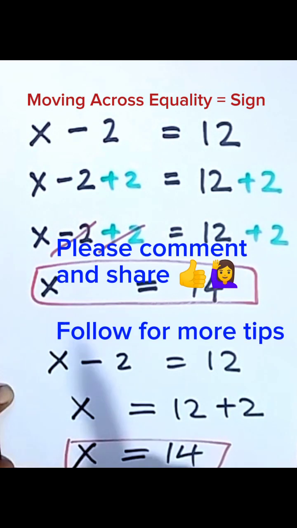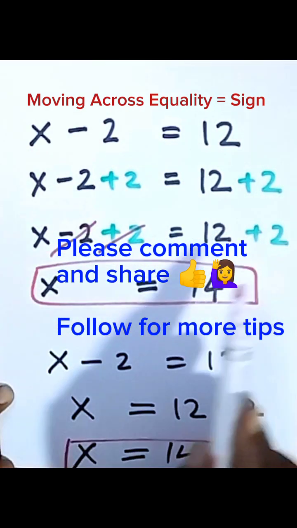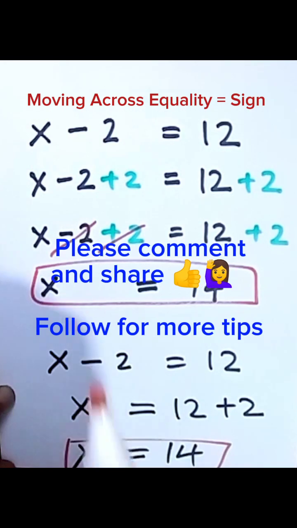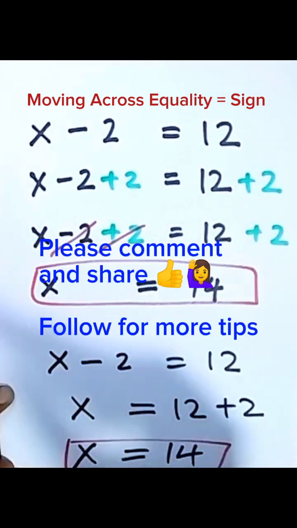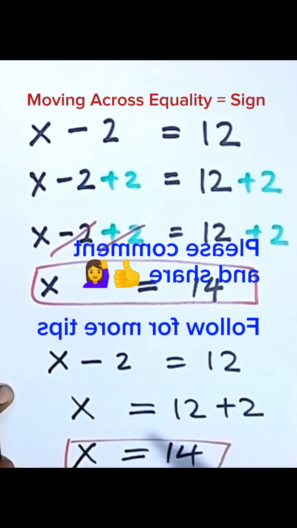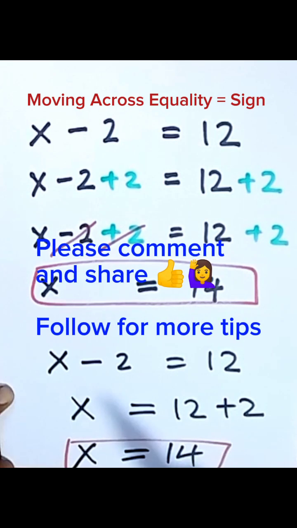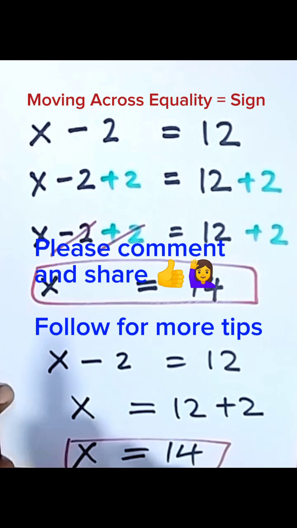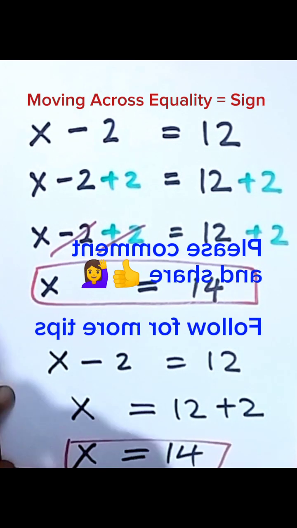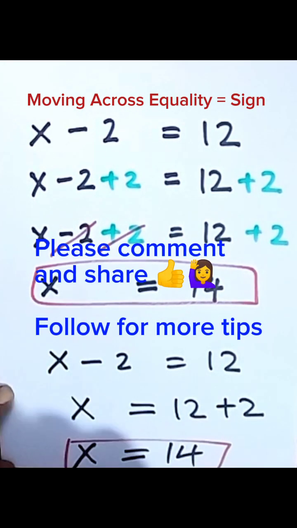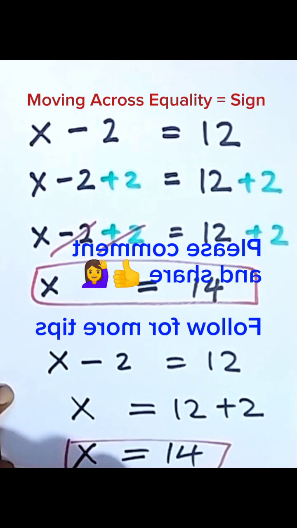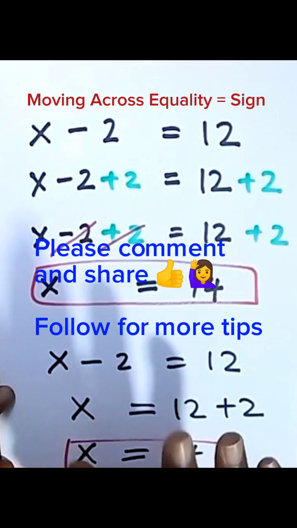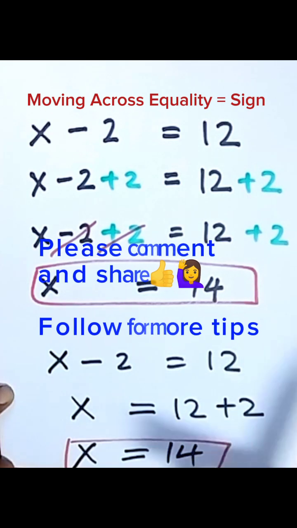However, note that this is the basic principle. It is very good to know the basic principle before you now look out for some steps that can help you to move faster. So the rule once more is moving across the equality sign, you have to change sign. If it was minus, it becomes plus. If it was plus, it becomes minus. This is going to be very, very helpful when we move higher.